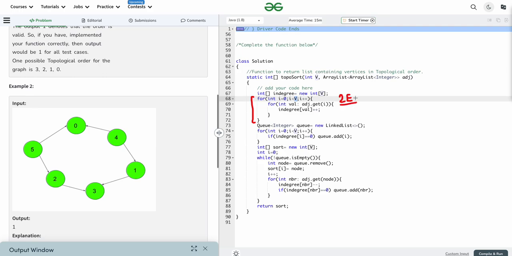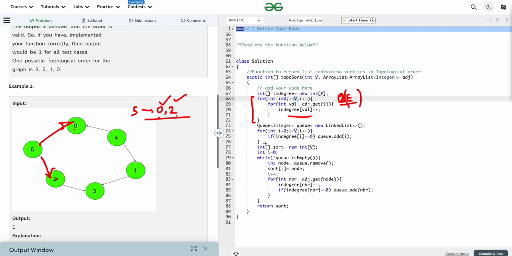Does this make sense? If I ask what 5 is pointing to, 5 is pointing to 0 and 5 is pointing to 2. Correct? So I'll be visiting these degrees for 0 and 2, and that means I'll visit this 0 and this 2, which is proportional to how many edges I had. So we can say that the time complexity will be O of E.